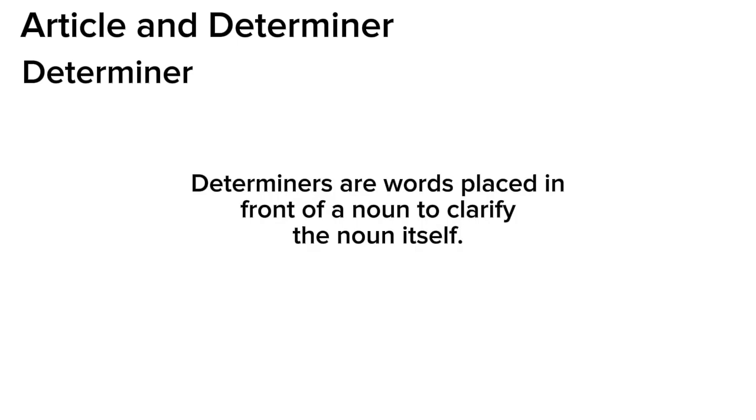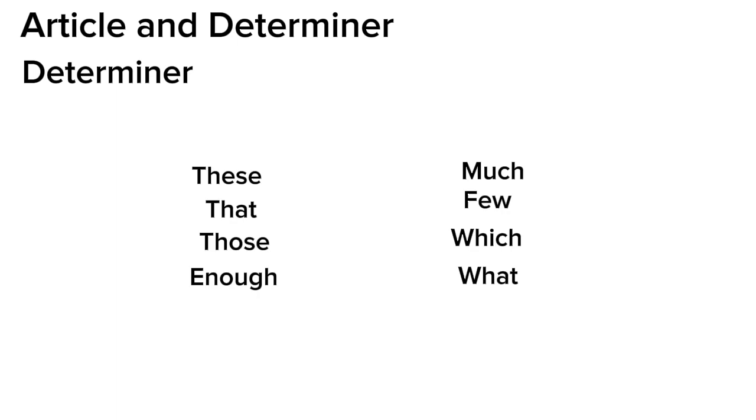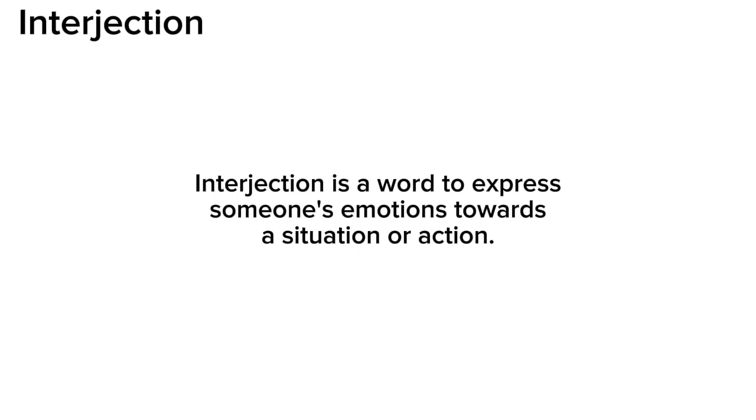Meanwhile, determiners are words placed in front of a noun to clarify the noun itself. Examples are these, that, those, enough, much, few, which, what. An interjection is a word to express someone's emotions towards a situation or action. Examples include wow, hey, oops.